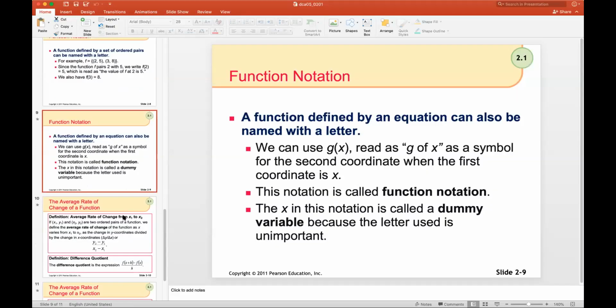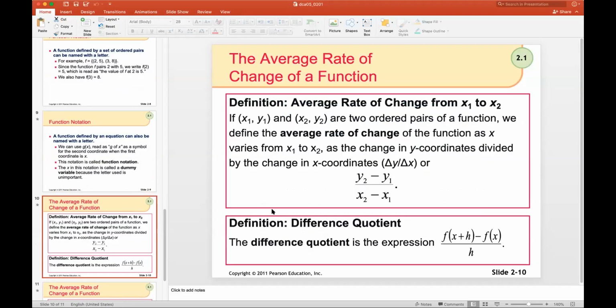What's the difference quotient? To understand the difference quotient, we have to look at the average rate of change. This is nothing but a slope. We see that y2 minus y1 over x2 minus x1. We saw this in chapter 1 when we went over linear equations, right? In the slope-intercept form, the m, that's the slope, right? So slope is change in y over change in x.